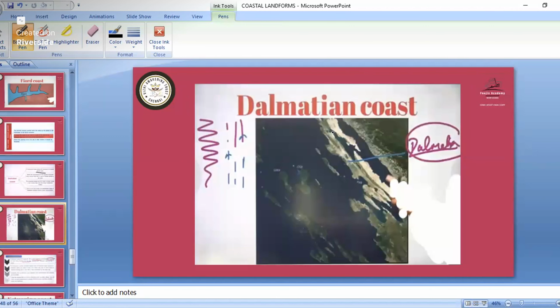In this you can see water is flowing this way or this way, and that is running parallel to the mountain area. The formation of coast is happening here. So that is the Dalmatian coast.